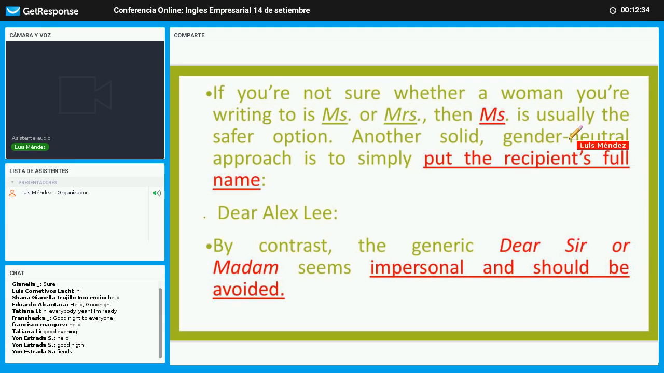Another solid gender-neutral approach is to simply put the recipient's full name. For example, dear Alex Lee. So you don't put Mr., you don't put Miss, you don't put Mrs., and you skip that dilemma whether you don't know if it's married, if single, what to put or what to include. So you better just put dear and the full name. That is going to be very helpful for you.